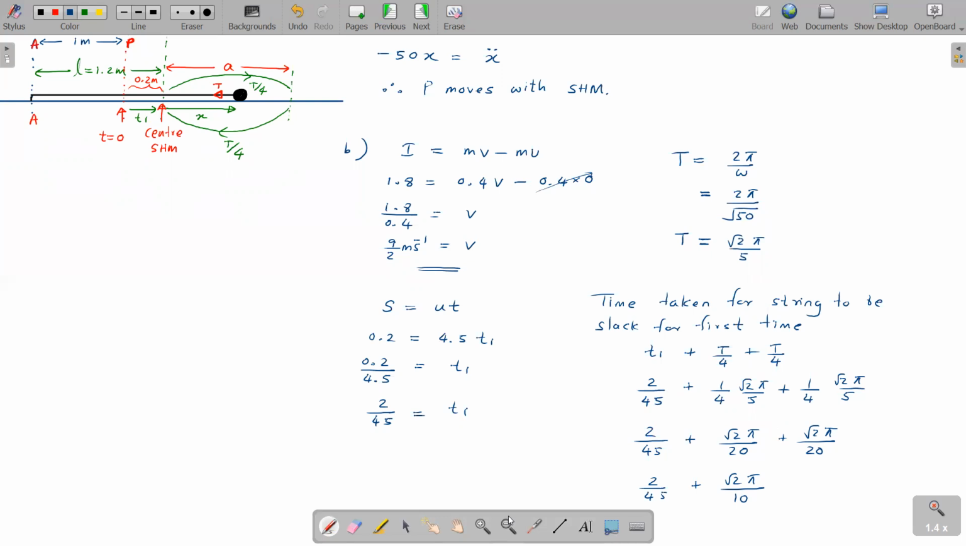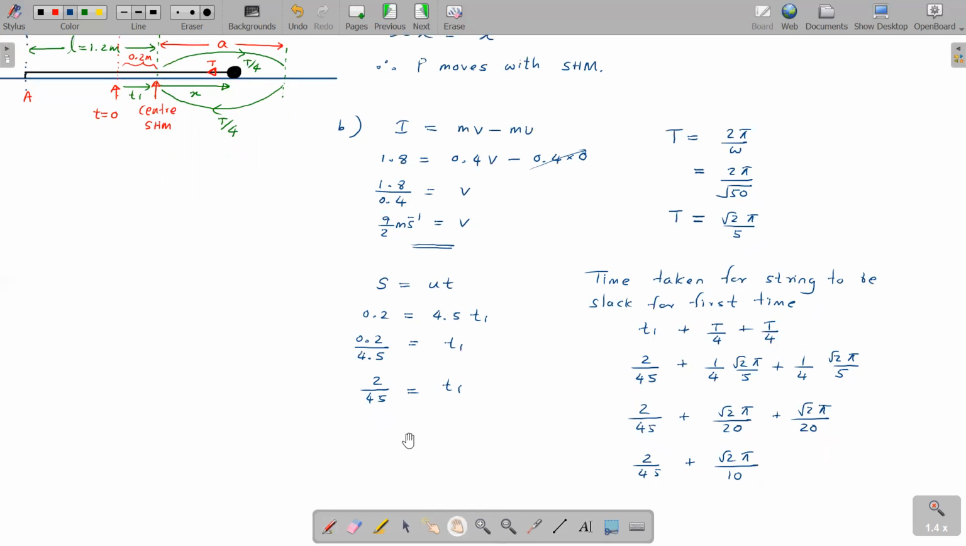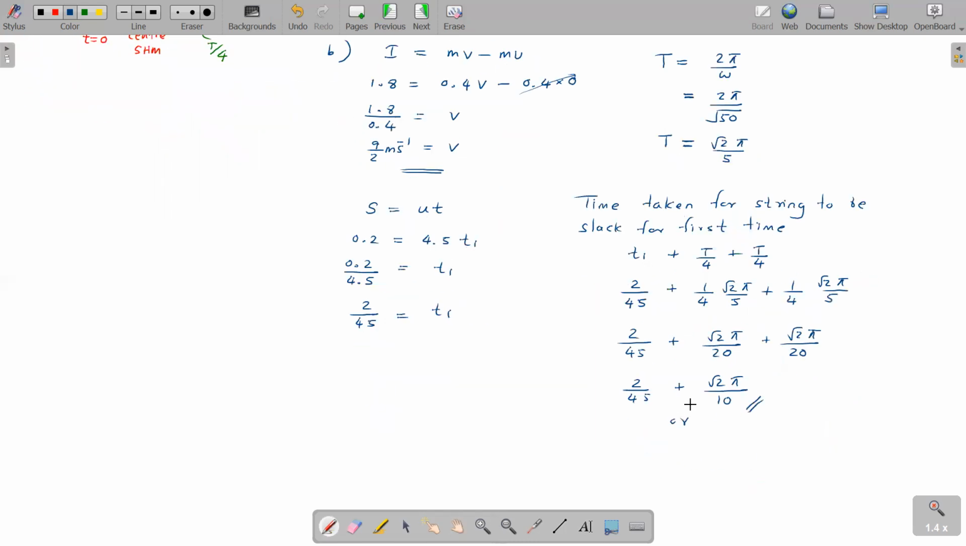2 over 45 plus root 2 pi over 10. So I get the answer. You could leave your answer in exact form like this, or the answer would be 0.4887, and it goes on like that. So T1 is 0.489 seconds. Okay, so this is the answer.